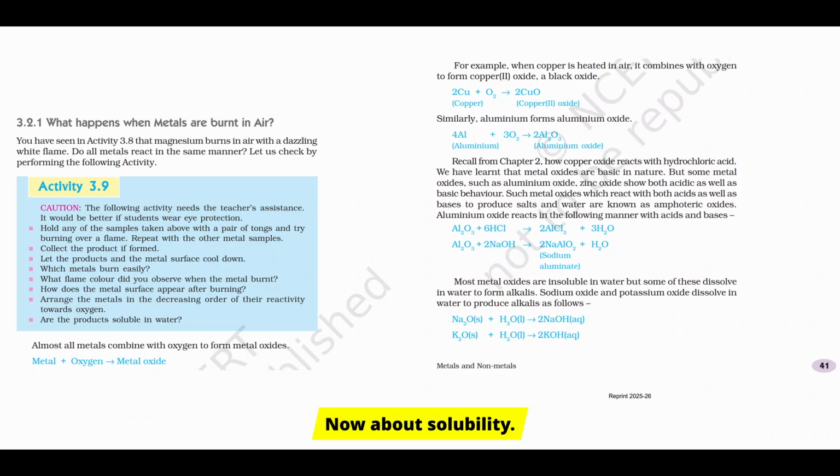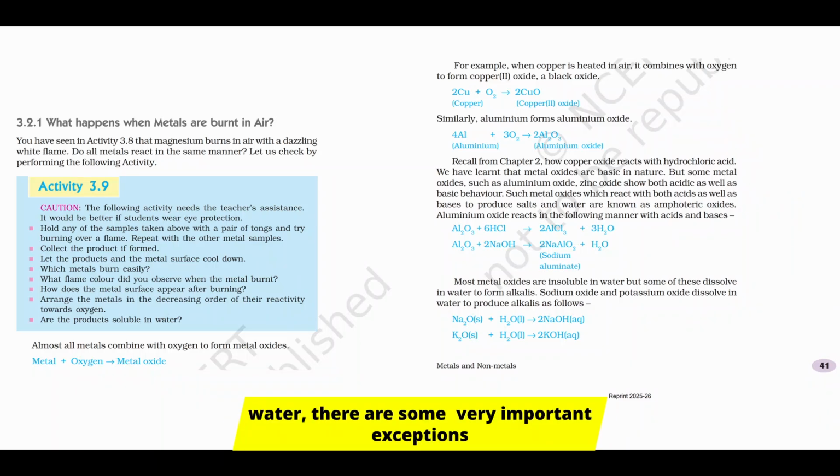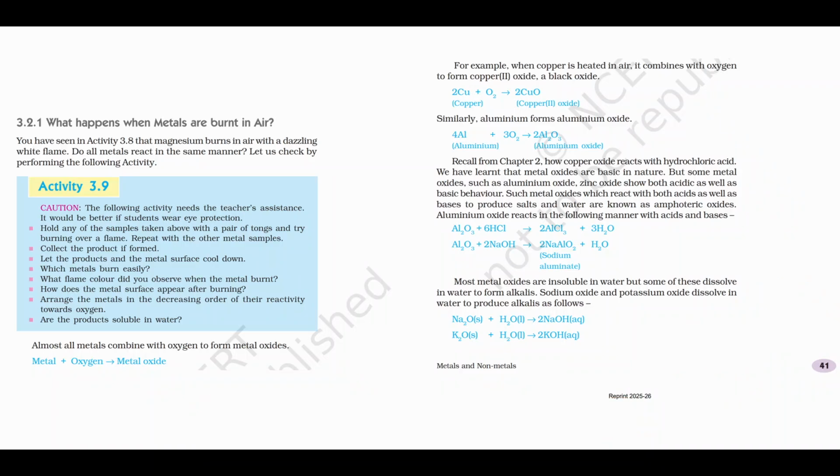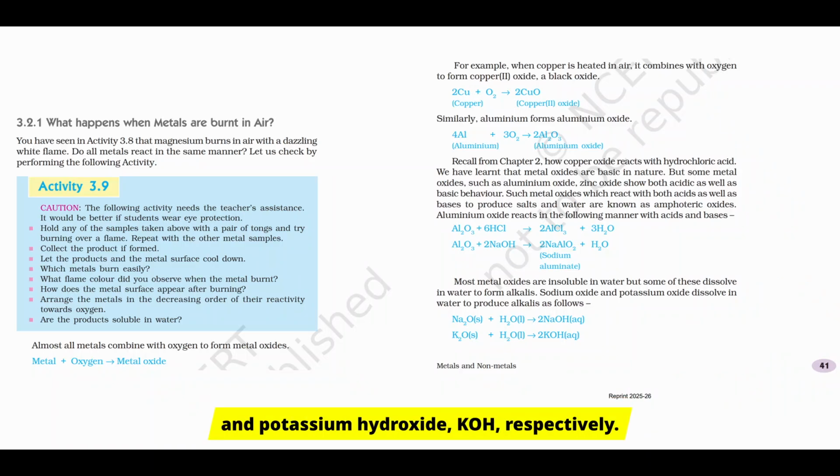Now, about solubility. While most metal oxides are insoluble in water, there are some very important exceptions that readily dissolve to form alkalis, strong bases. Sodium oxide and potassium oxide are two key examples. When they touch water, they react vigorously to form strong alkalis like sodium hydroxide, NaOH, and potassium hydroxide, KOH, respectively.